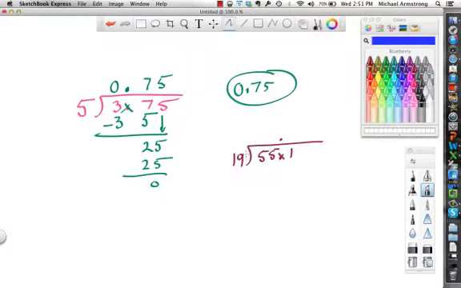Yes. It goes in twice. 20 times 2 is 40. It doesn't go in 3 times. 20 times 3 is 60. So we're going to guess that this goes in twice. And then we have to do a multiplication problem. Now, if we did 19 times 2, we go 2 times 9 is 18. Carry that 1. 2 times 1 is 2, plus 1 is 3, and it would be 38.